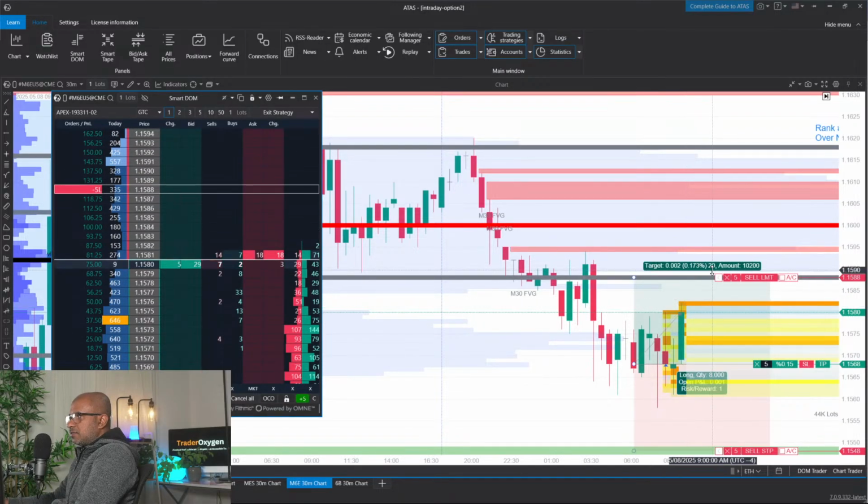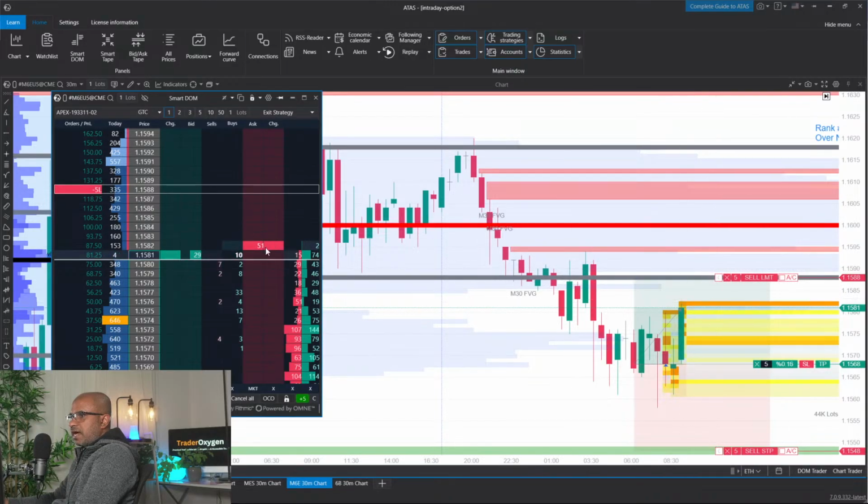Okay, so we are just looking at the smart DOM as well. You can see a large number of passive sellers, meaning limit orders. So when you see a large number of passive sellers, there's a chance where, you know, the price could come down after that, right? Over here.